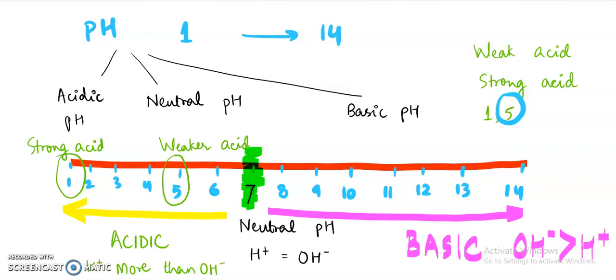It applies similarly to bases. Suppose you are given 12 and 14. The 12 value is closer to the neutral value, so it will serve as a weak base, whereas 14 will turn out to be a strong base. When I say weak and strong base, it means a weak base will have a smaller number of OH- ions, whereas a strong base will have more OH- ions. Similarly, a weaker acid will have fewer H+ ions, whereas a strong acid will have more H+ ions.